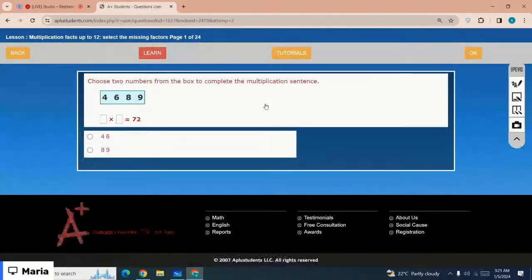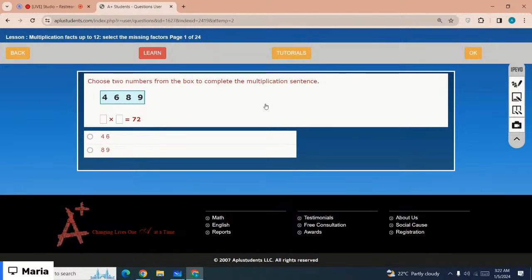Choose two numbers from the box to complete the multiplication sentence. So you are given two of the options. When you are given the options, that will be easy for you to select the answer. You are given the options 4, 6 and 8, 9. 4 times 6 is 72. Is it the correct one? 4 times 6 is 24, not 72, right? That means then the correct option is 9 times 8. Got it? 9 times 8 is 72.